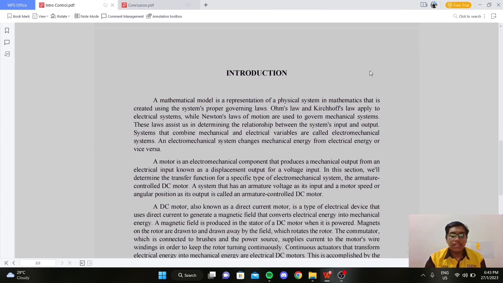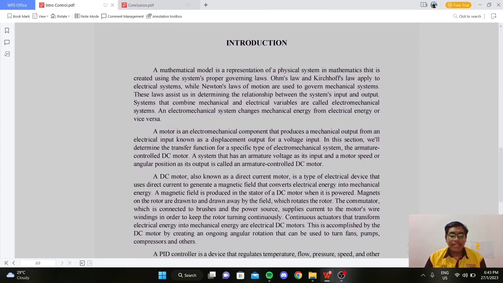Okay, so I will start with the introduction. A mathematical model is a representation of a physical system in mathematics that is created using the system's governing laws. What is a motor? A motor is an electromechanical component that produces a mechanical output from an electrical input, known as a displacement output for a voltage input.